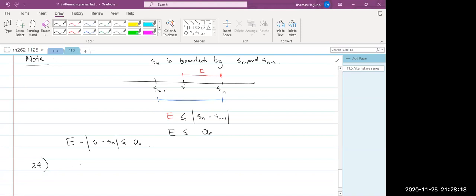The series, n times 5 to the n. What we need to do is first show that it is convergent.